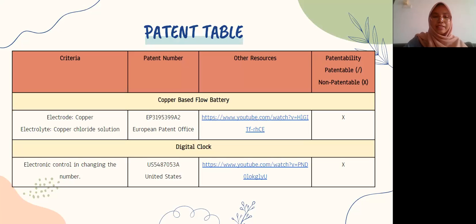Okay, so I will explain the patent table. For the patent table, we did research on the copper-based flow battery and also the digital clock. For the copper-based flow battery, the patent shows that they use an electrode of copper and an electrolyte of copper chloride. Here is the patent number from the European Patent Office, and this product cannot be patented. The second is the digital clock. We are using a digital clock with electronic control in the changing of numbers. It is patented by the United States, and this product also cannot be patented.